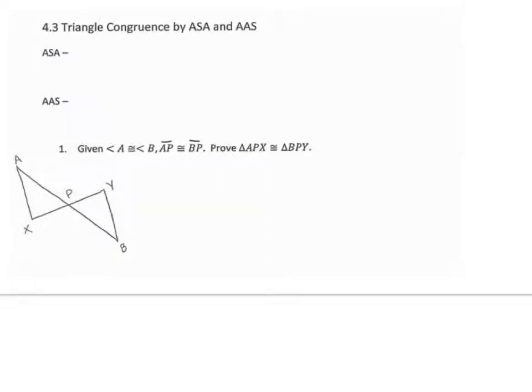Okay, last section we did the side, side, side postulate, where all three sides are congruent to the other three sides of a triangle. And then we also did the side angle side, where the angle is in between the two sides that are congruent. So today we're doing angle side angle, which the side is between the two angles that are congruent.